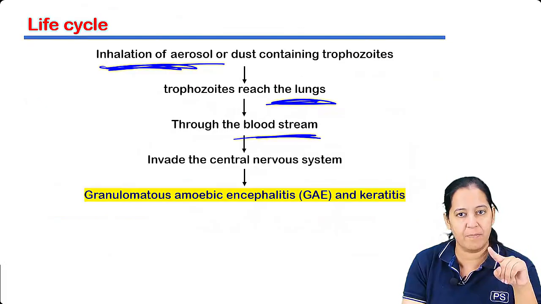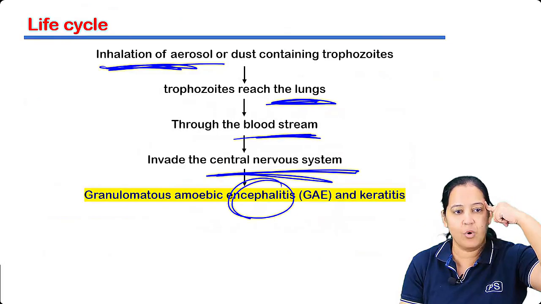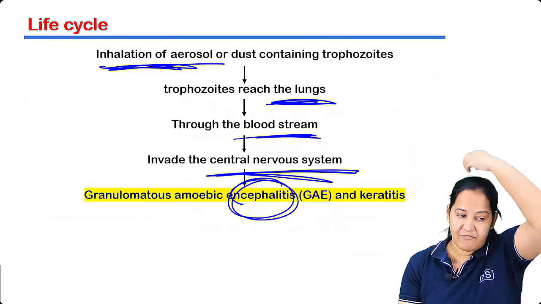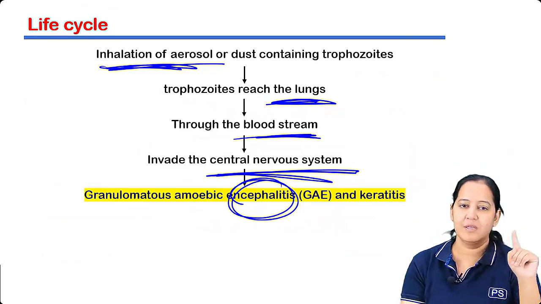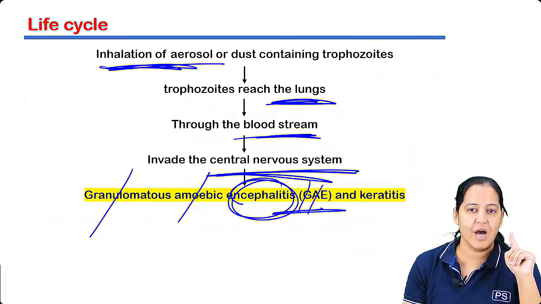From the lung to the blood, from the blood to the brain, okay. In the brain it causes encephalitis, only encephalitis, no meningitis. In the brain, multiple granulomas are formed like in TB. It is known as granulomatous amoebic encephalitis. You can learn it as GAE, granulomatous amoebic encephalitis.